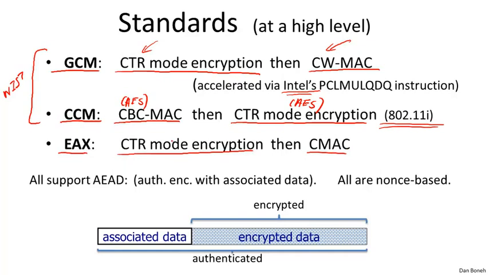Now I wanted to mention that first of all these modes are nonce based. In other words, they don't use any randomness, but they do take as input a nonce, and the nonce has to be unique per key. In other words, as you remember, the pair key comma nonce should never ever repeat, but the nonce itself need not be random, so it's perfectly fine to use a counter, for example, as a nonce. And the other important point is that in fact all these modes are what's called authenticated encryption with associated data.